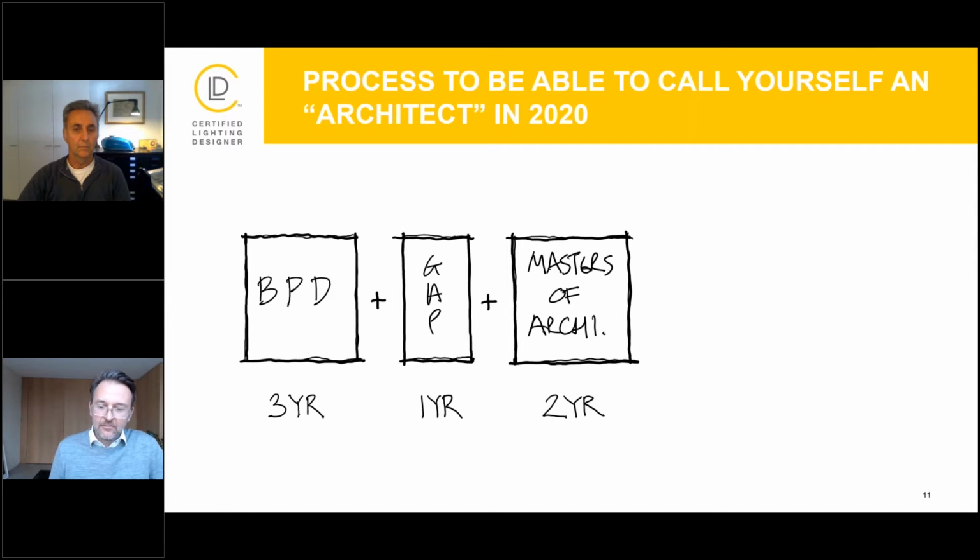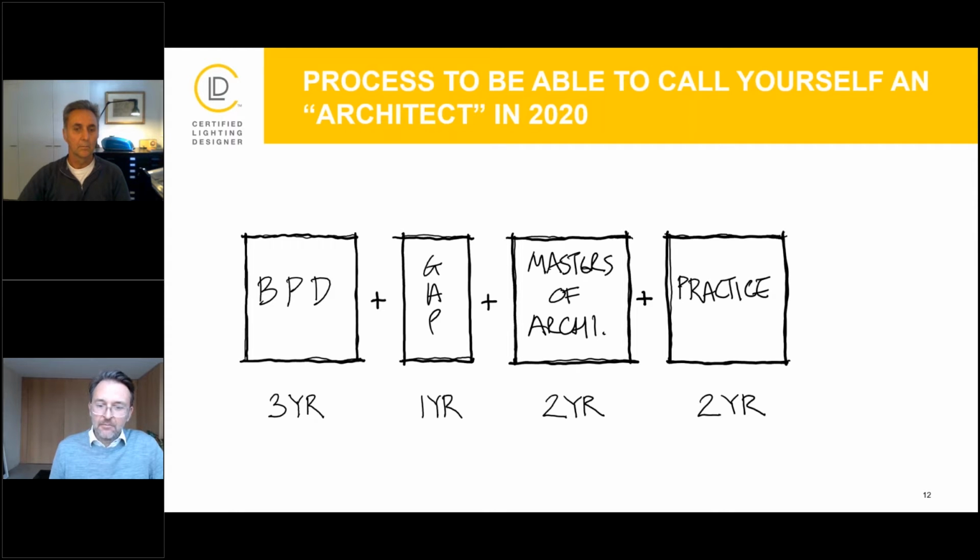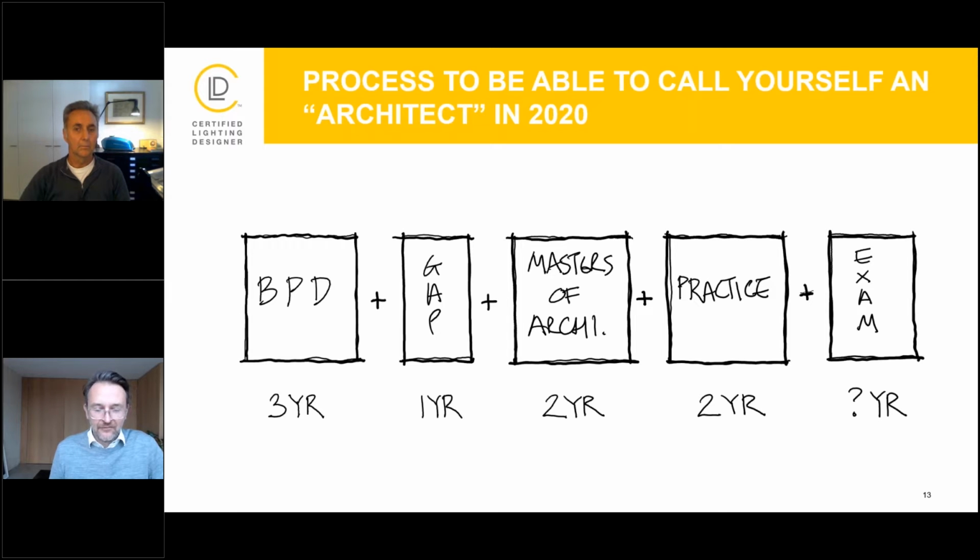On their return to study, they begin a 2-year postgraduate study to achieve their Masters in Architecture. Now, as a graduate, they must be able to demonstrate in a professional workplace competency across the many aspects of architectural practice. And finally, they must sit an exam with the Architecture Board, which I am reliably informed by my architecture friends is not a walk in the park. The absolute minimum time from embarking on a career in architecture to being able to call yourself an architect is 8 to 10 years. Calling yourself an architect is an achievement.